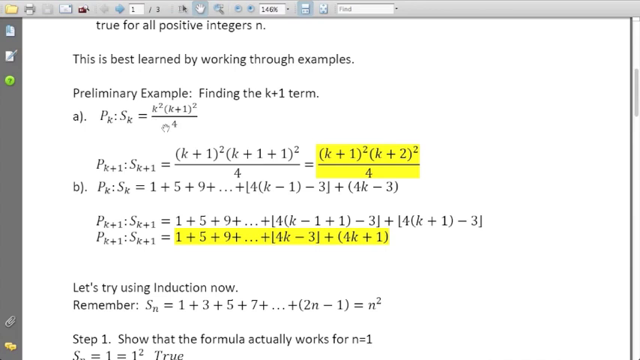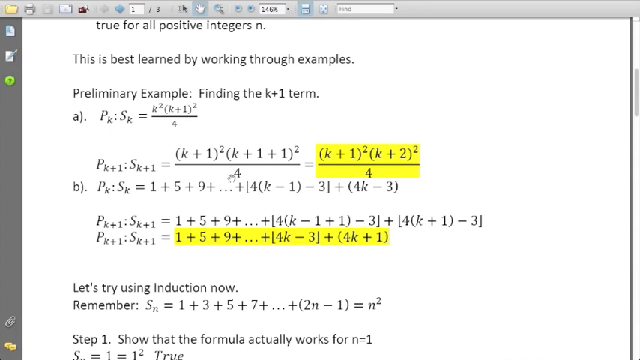If that's what it looks like to start with, k squared times k plus 1 all squared over 4, then I want to write the next term in the sequence. The way we do that, I'm going to replace each k up here with a k plus 1. So where it was k squared, it's now k plus 1 squared. Where it was k plus 1, now I have k plus 1 plus 1. I just simply took the k out and replaced it with a k plus 1. And I simplify that. I get k plus 1 squared times k plus 2 squared, all that over 4. Okay?